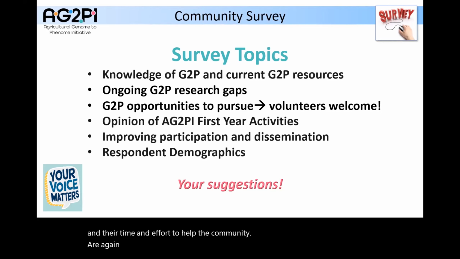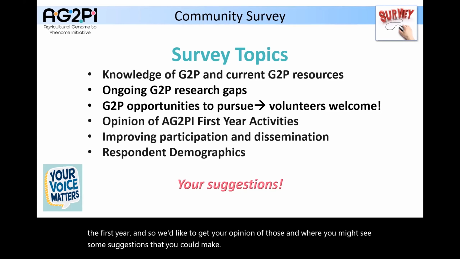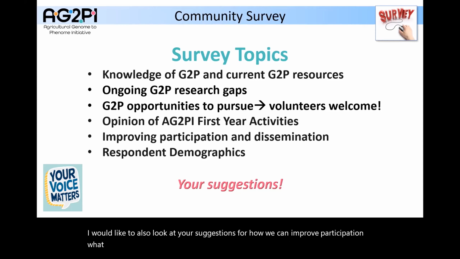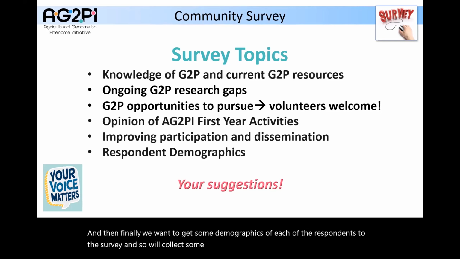In addition, we'd like to also find your opinion of these first year activities. You've now been introduced to everything that we've been planning for the first year and on. And so we'd like to get your opinion of those and where you might see some suggestions that you could make. We'd like to also look at your suggestions for how we can improve participation, what groups are missing or need to be emphasized more, as well as how you see additional ways we could disseminate the information that we're collecting. And then finally, we want to get some demographics of each of the respondents to the survey. And so we'll collect some information about you and your background in the survey. Overall, the main thing is really to collect your suggestions for how we would move ahead.